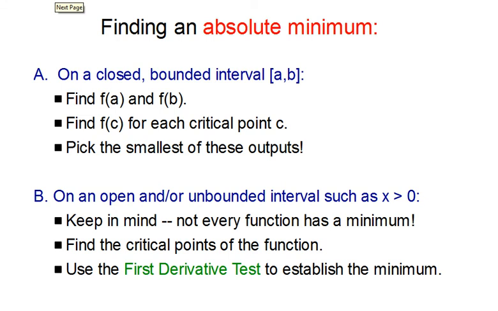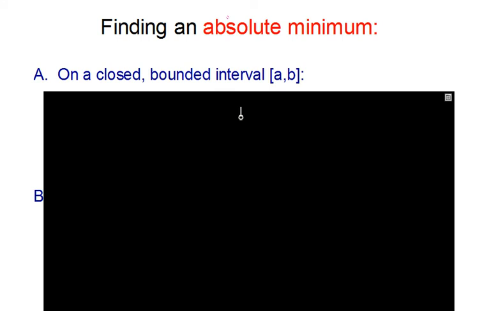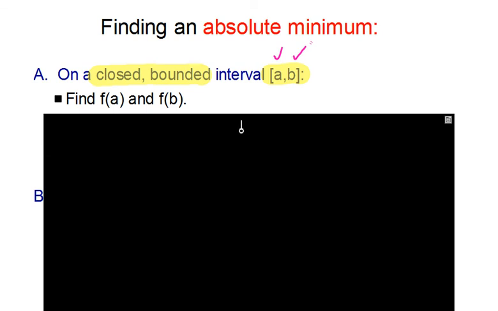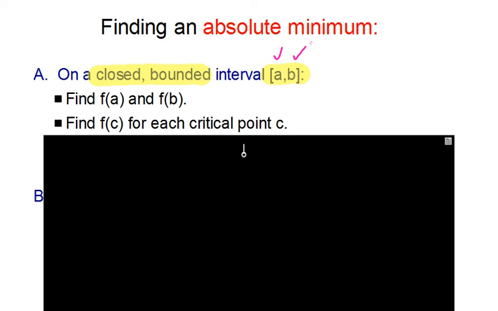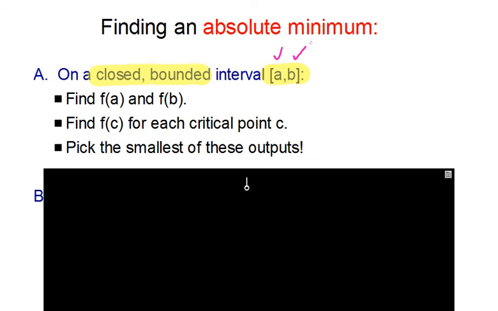Basically this amounts to breaking it down into two scenarios depending on what kind of interval you're dealing with and what kind of domain you have. If the domain is some closed bounded interval that starts somewhere and ends somewhere definite, then we have a very simple strategy which amounts to plugging in the endpoints into the formula, finding the critical numbers and plugging them into the formula, and then just picking the smallest. And that's guaranteed to be the minimum. That's called the extreme value theorem and is very simple to execute if you can get away with it.